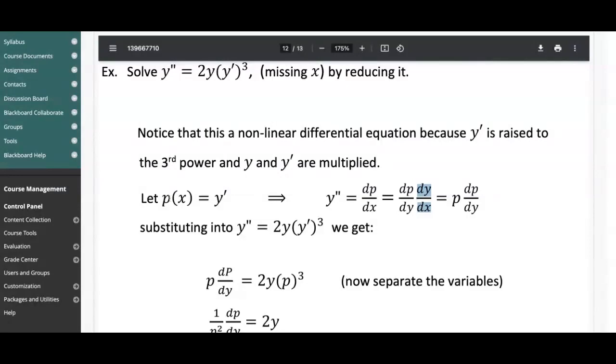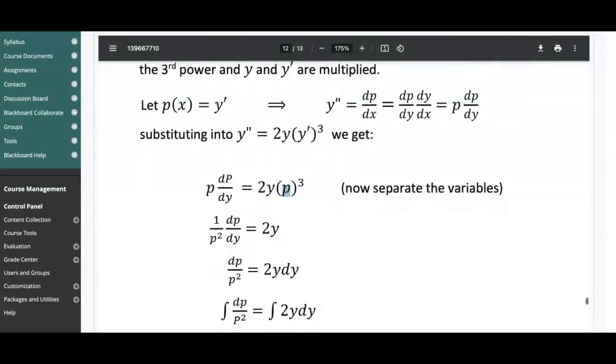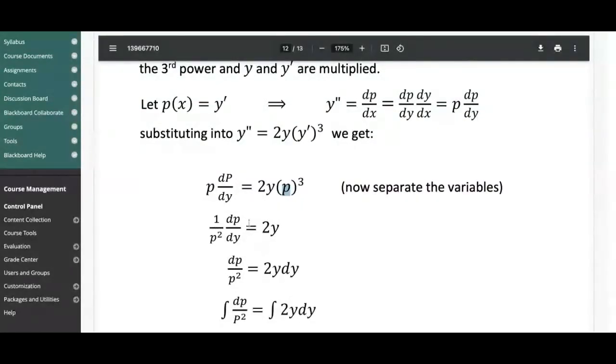Well, what's dy/dx? We define it as p, so that equals p times dp/dy. So y double prime is p times dp/dy. Then 2y times p cubed. Again, we see this, we make this form separable.